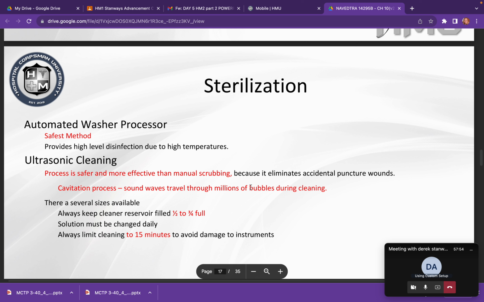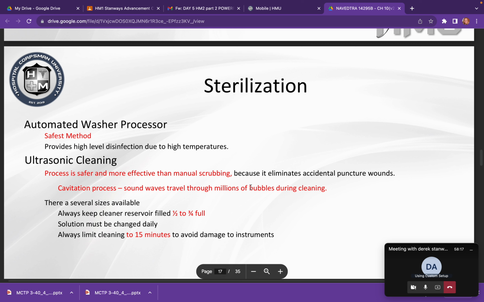So keep in mind those both say safe. When you're looking at the test, what you want to look for is the keyword that says more effective than manual scrubbing to know that it's talking about the ultrasonic. And then I just want to break it down Barney style so you understand cavitation, because it's something you guys have seen. Any girls in here who go get their jewelry cleaned at the stores, you ever hear that buzzing sound at the store? That's an ultrasonic cleaner, right?